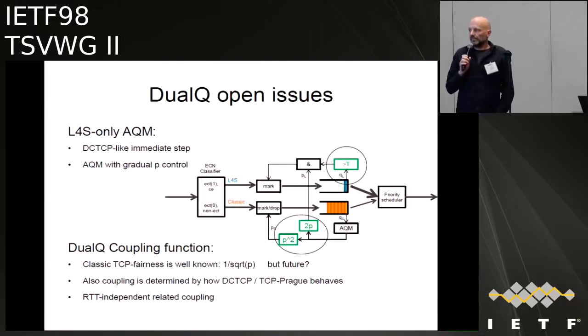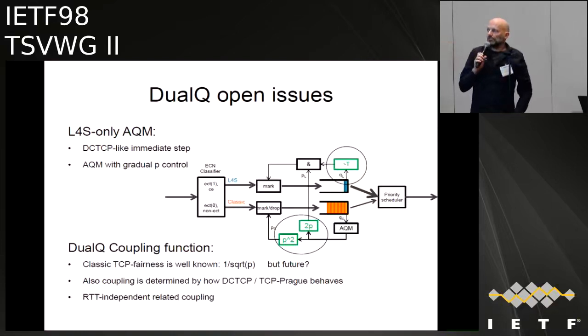The second topic is the other part of the coupling, so the square that you see there, p square, which goes to the classic, and there is another function which goes to the L4S traffic. That's currently 2 times. It's just because data center TCP, even with the square, is twice as window aggressive, let's say, as classic TCP. So now there is a constant of 2. Will that be the same when we have TCP Prague? Maybe we need another constant. And also for round trip time independence, we might have another constant or another function. That's still to be discussed. Okay.